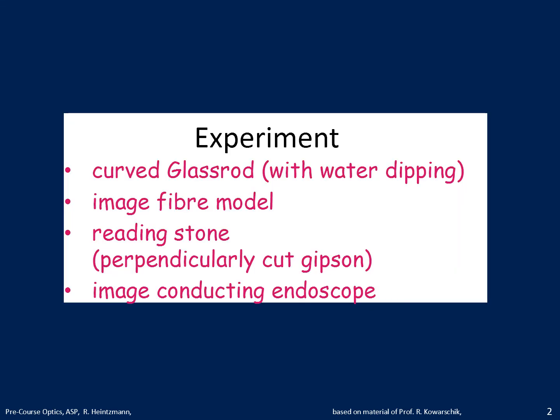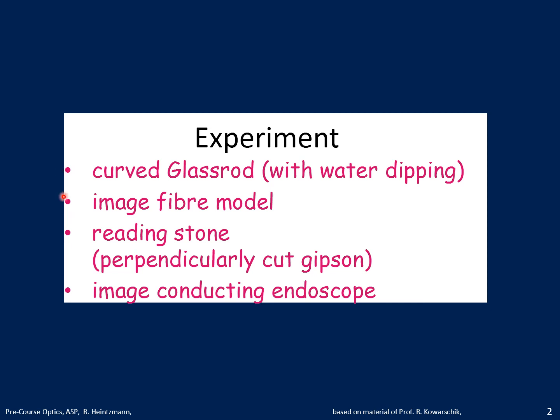So now we are going to continue with a number of experiments in a row. We will have a curved glass rod to show you what is called frustrated internal reflection. If we embed the glass rod in some medium, we will not be able to have internal reflection anymore because the refractive index difference is gone.